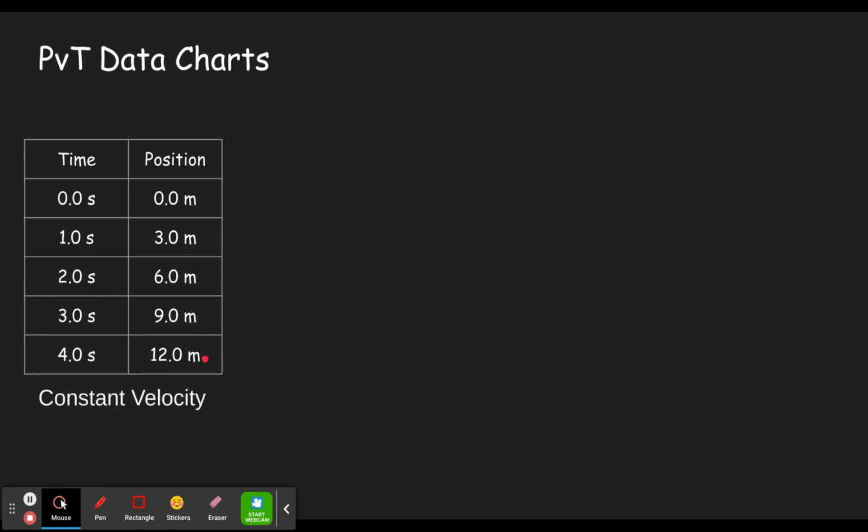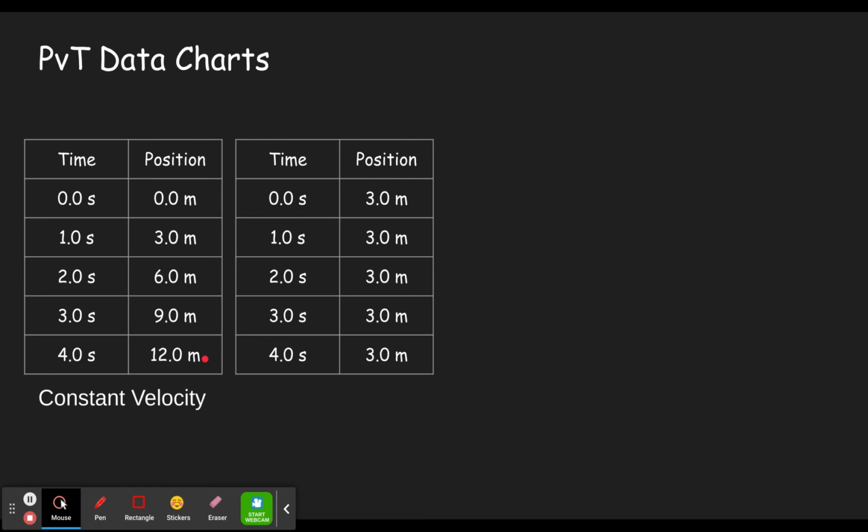So every second, it's moving 3 more meters. That would be constant velocity, because it is the same speed the whole time. You might see a graph like this. It starts out at 3, it's still at 3, still at 3, still at 3. This thing is not moving. It's stationary, or another term you might see is at rest.